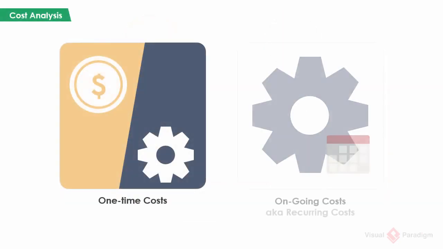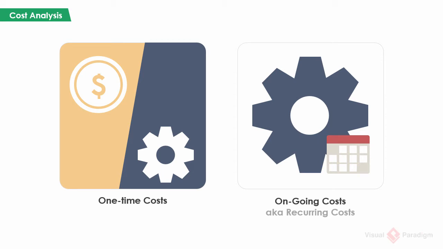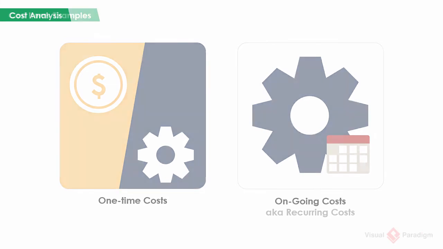Cost analysis must include both one-time and ongoing cost, which is also known as recurring cost. One-time costs are also known as capital expenses, which are not incurred on a regular basis, and once incurred, they give long-term benefits. On the other hand, ongoing costs are regular costs that are incurred on a regular basis.